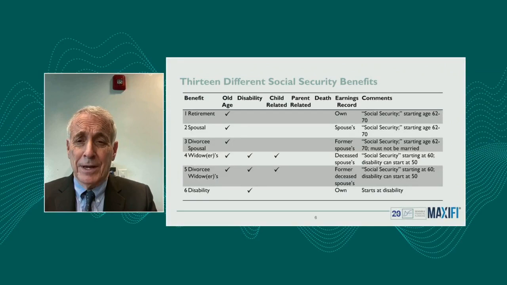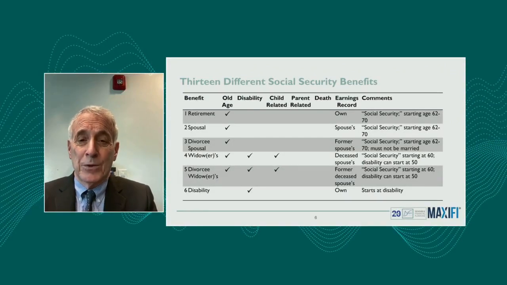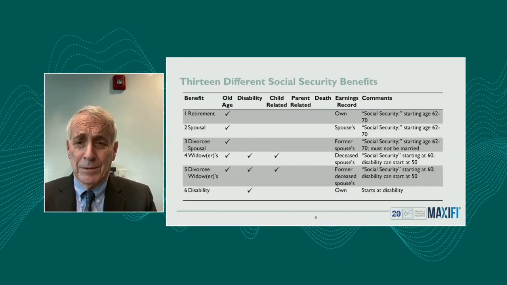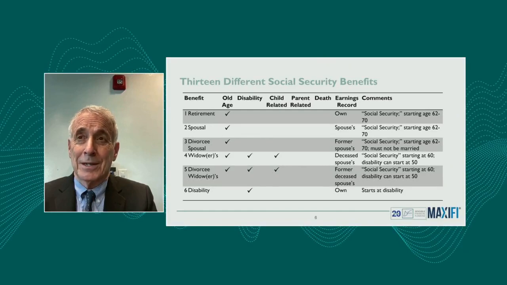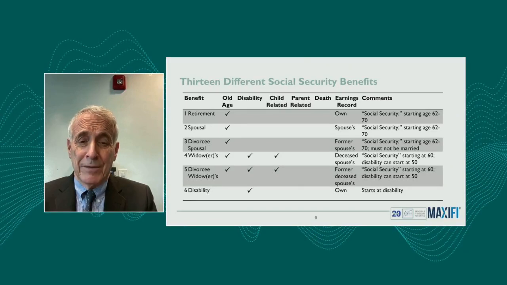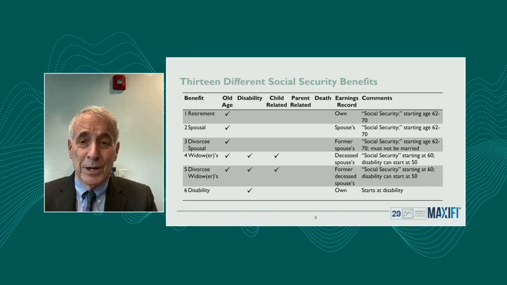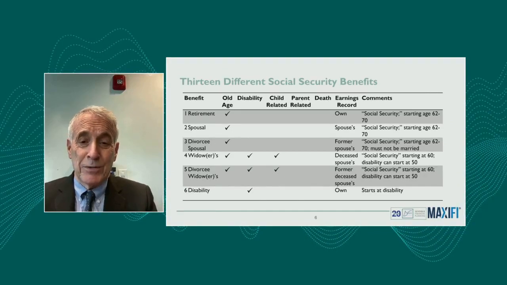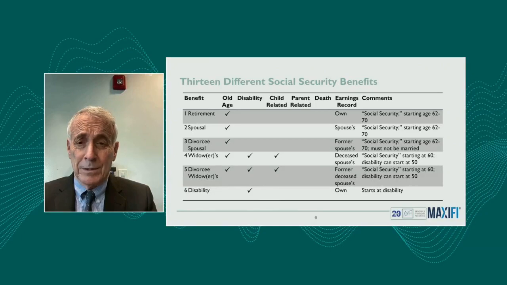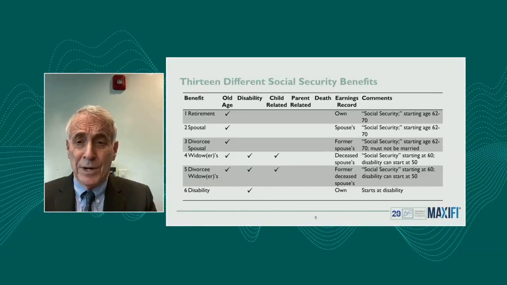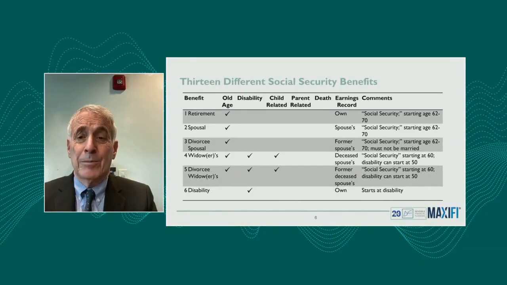So think about it. How do you make 2,728 rules about 13 things you can collect? If you go to New Zealand, they have a Social Security system and it has one rule. You reach age 65, you get a check. It's the same check for everybody. Here in the US, 13 benefits, 2,728 rules in the handbook.